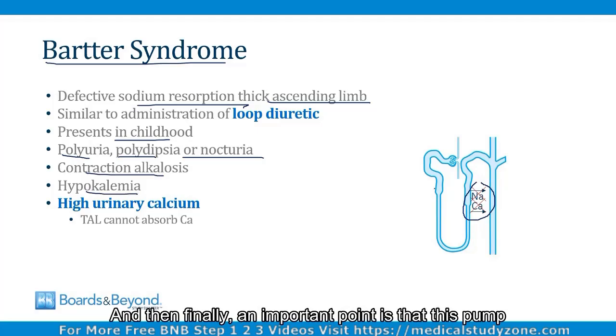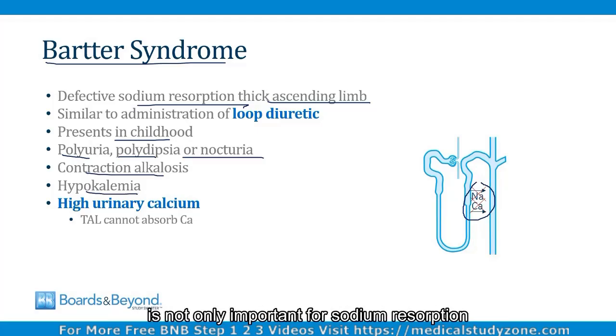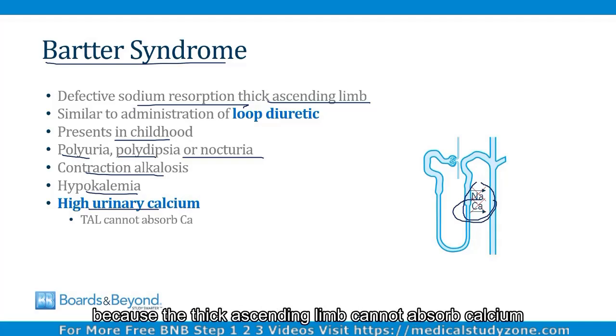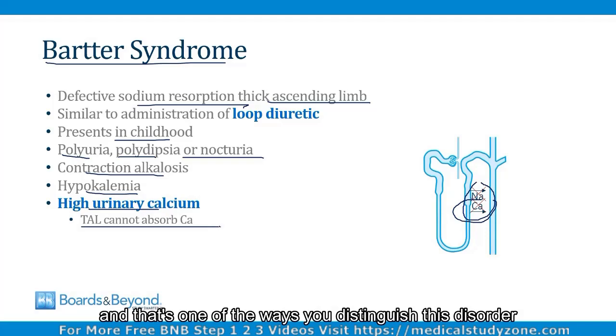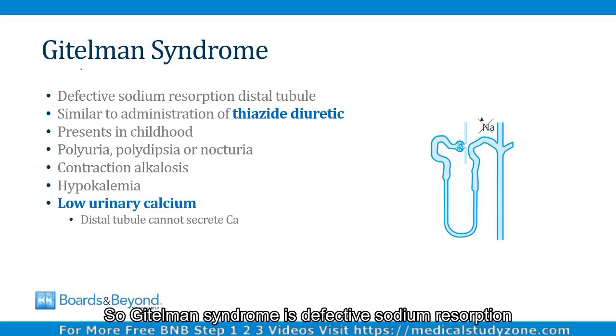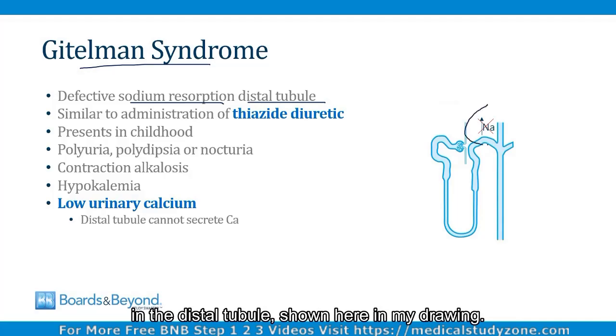And then finally, an important point is that this pump is not only important for sodium resorption, but also calcium resorption. So these children have a high urinary calcium because the thick ascending limb cannot absorb calcium. And that's one of the ways you distinguish this disorder from Gitelman syndrome, which we'll talk about in just a second. So Gitelman syndrome is defective sodium resorption in the distal tubule, shown here in my drawing.